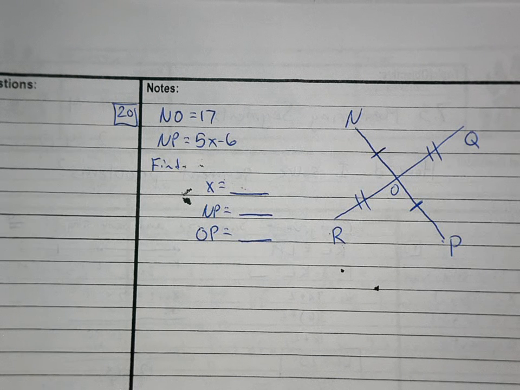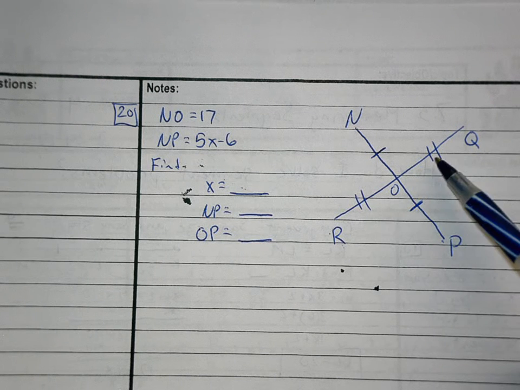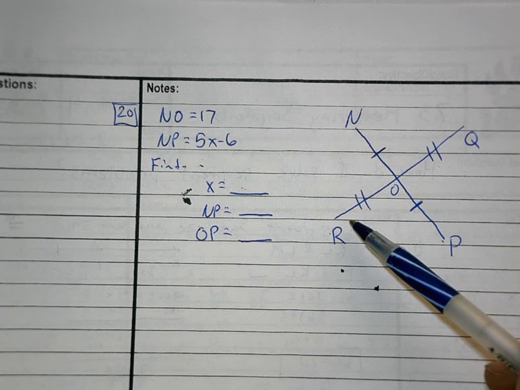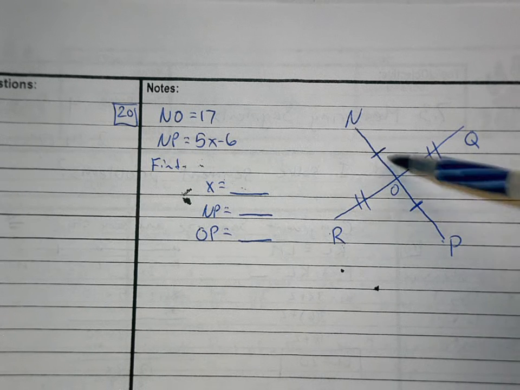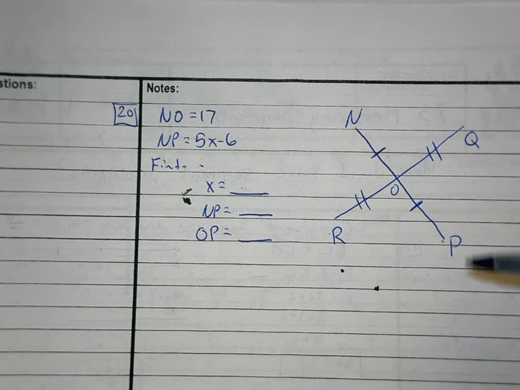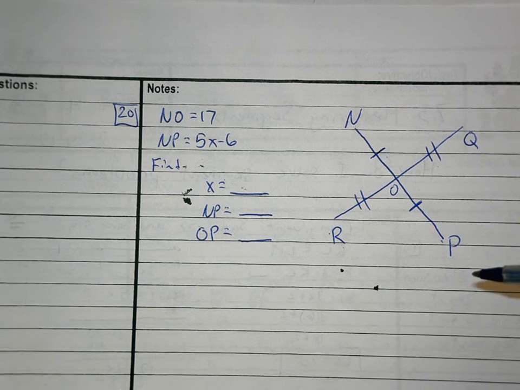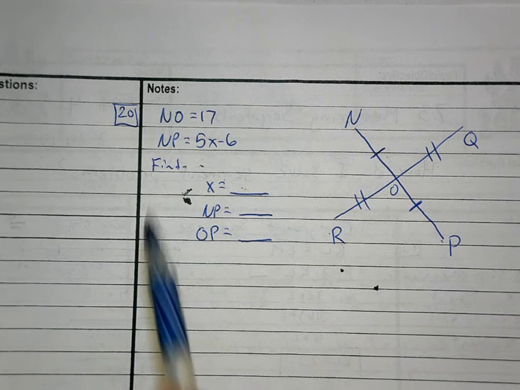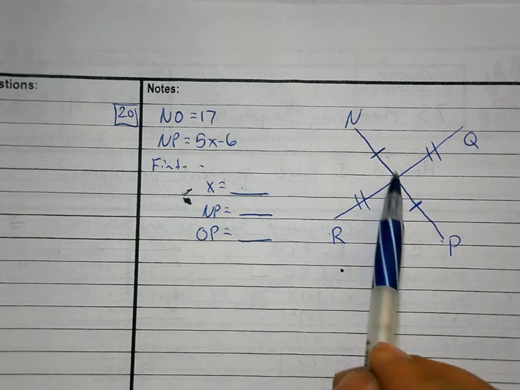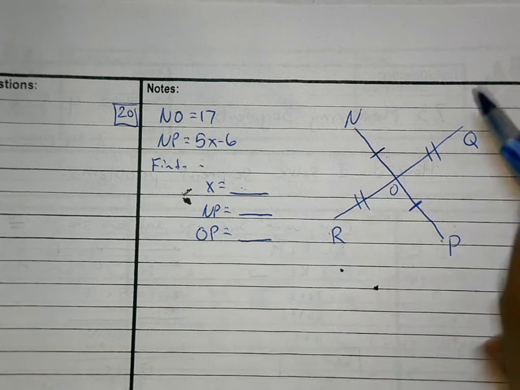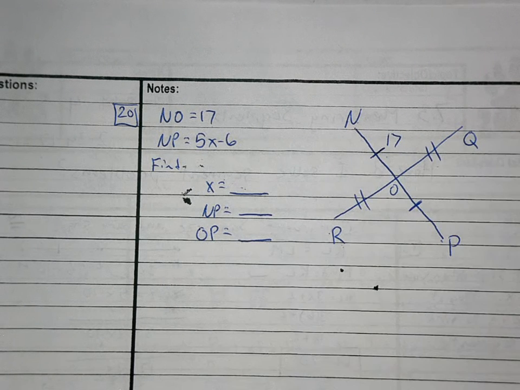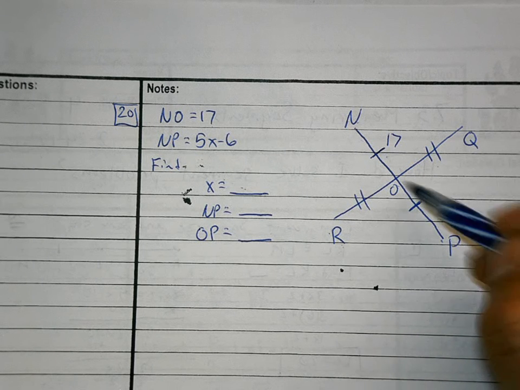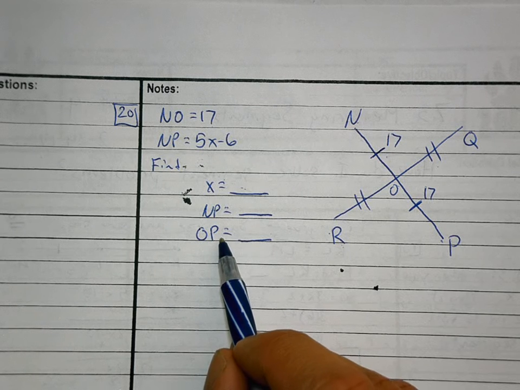In case you forgot, if there's 2 bars and 2 bars, it means that this piece is congruent to that piece. If there's 1 bar and 1 bar, it means this is congruent to that piece, but they're not necessarily congruent to each other. So what I would do if I were you, and they told me that NO is 17, I would put that in your picture. This piece is 17. Well, if that's 17, then what is OP equal to? What does this have to be? 17. Is that one of the questions we have to answer?